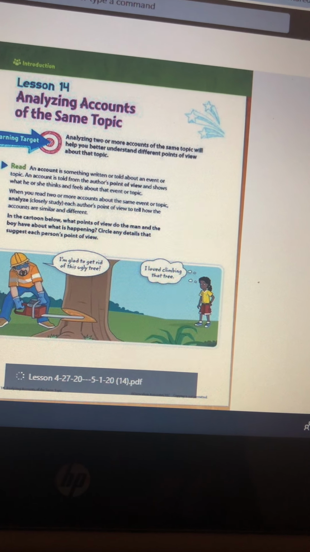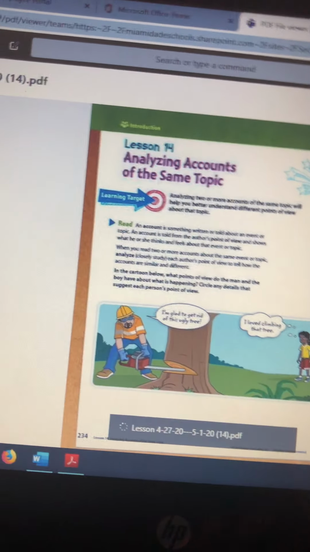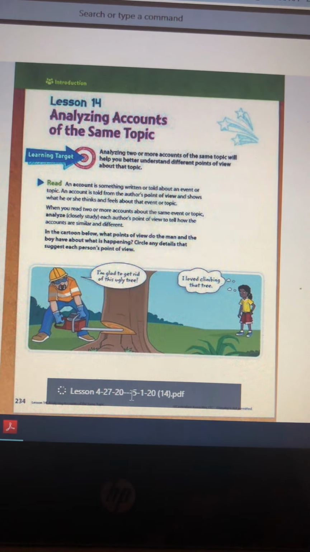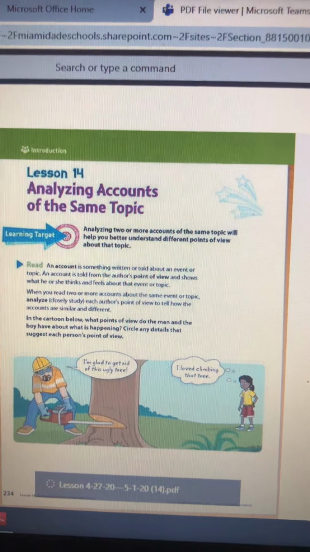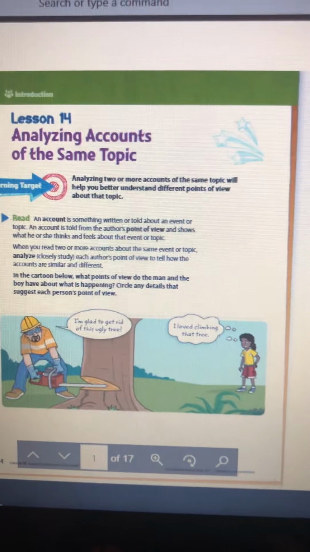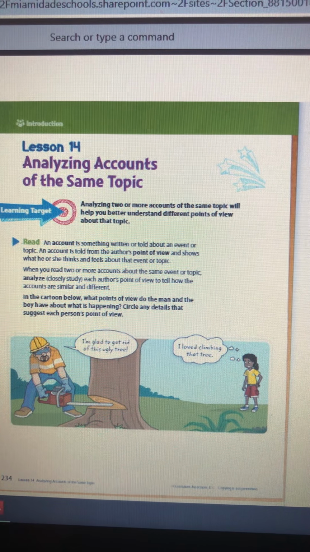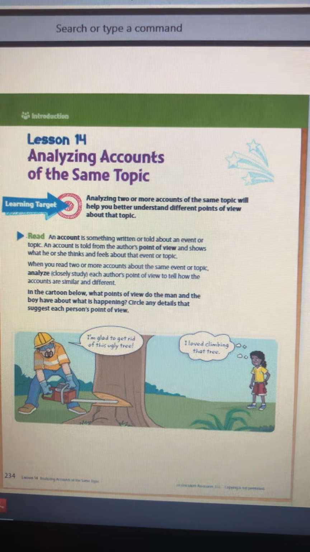Sorry, it's hard to do with one hand. It's still loading. Alright, I'm going to start reading it. Analyzing accounts of the same topic. Our learning target, we're going to analyze 2 or more accounts of the same topic. Will help you better understand different points of view about that topic.